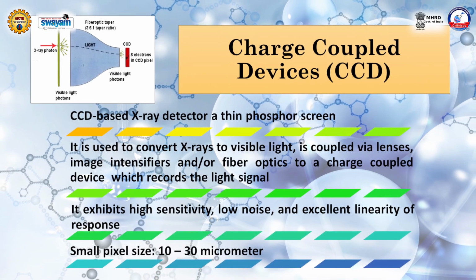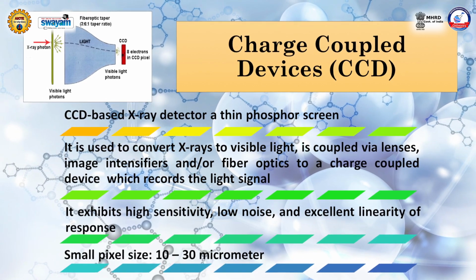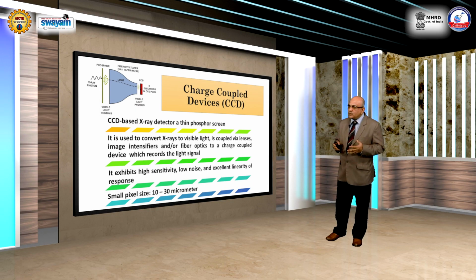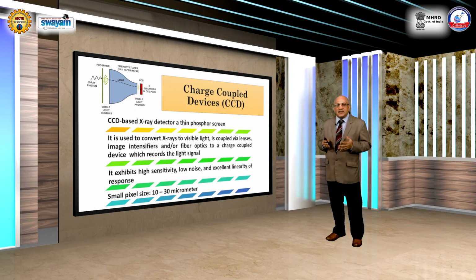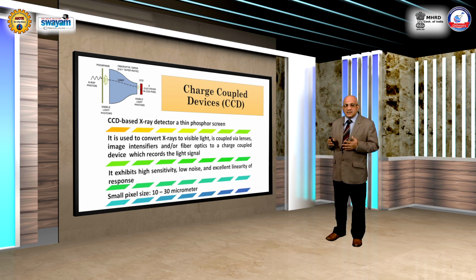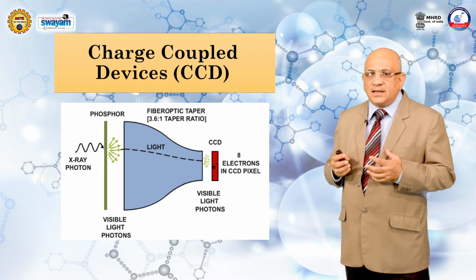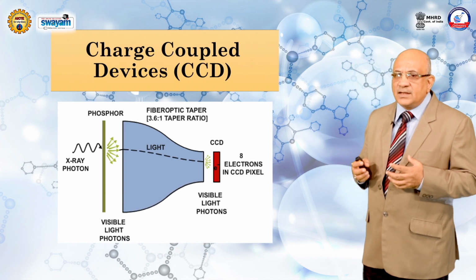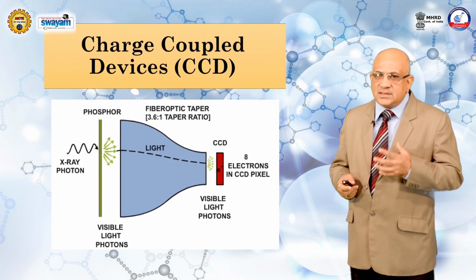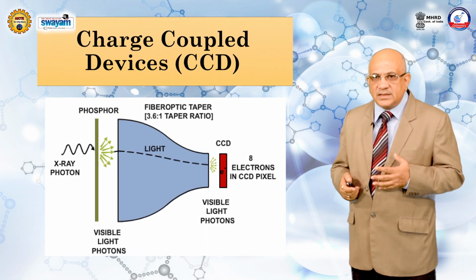The most advanced type of detectors are the charge coupled device, which uses a phosphor screen initially, and that phosphor screen, as before, converts the X-rays to visible light, and then this visible light is converted to charges which record the light signal. This is an excellent detector. It has high sensitivity, low noise, and excellent linearity of response. So these are some of the very advanced detectors people use in X-ray diffractometers.